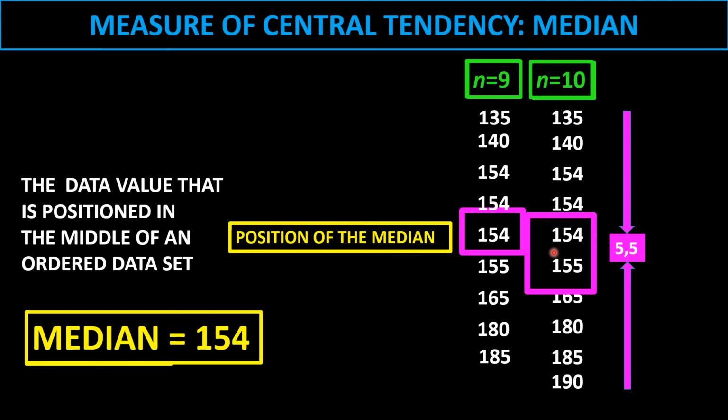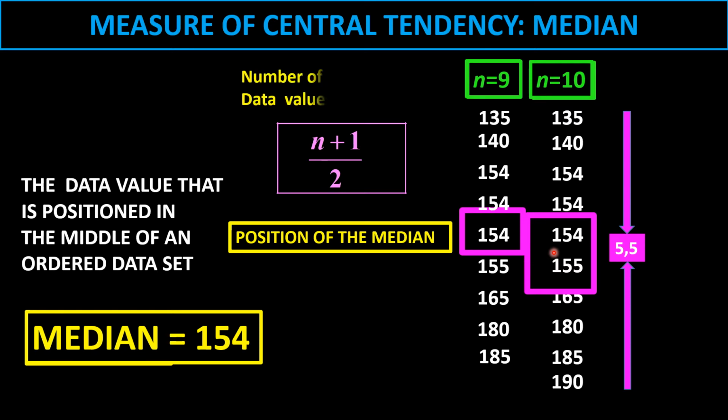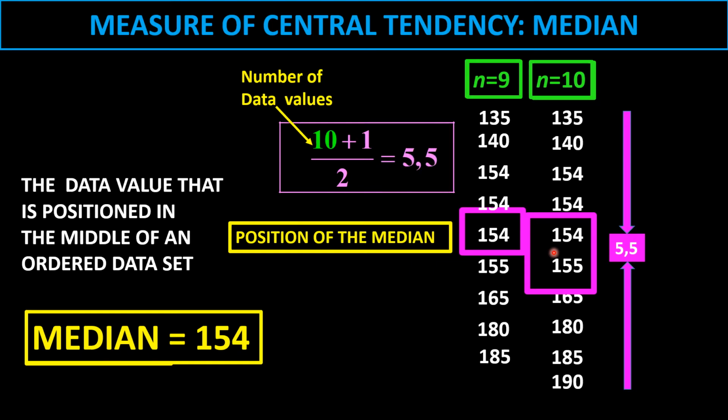How many data points are there? 10. 10 plus 1, 11. 11 divided by 2. So that's how you can find your position, right? n, 10 plus 1 over 2, which in this case is 11. And 11 over 2 is 5.5. So it's right in the middle there. But to work out the actual median, it's in the middle of 154 and 155.